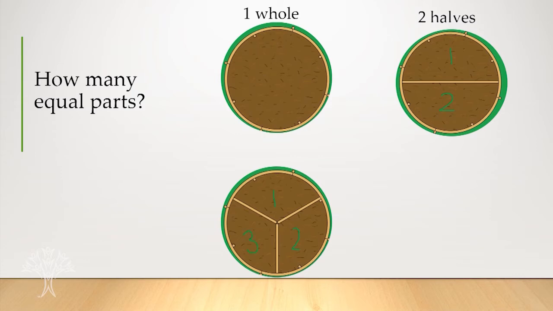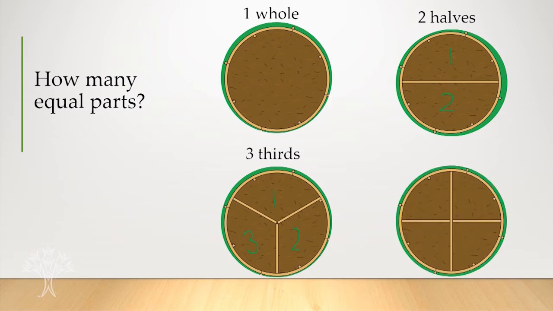If you counted the same as me, you saw 3 equal parts. So this bed is divided into 3 thirds. One more. I see 1, 2, 3, 4 equal parts. So this bed is divided into 4 fourths.